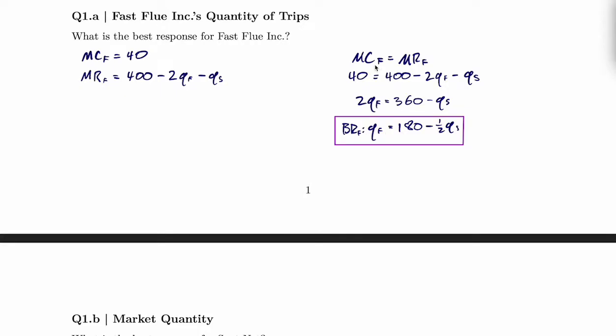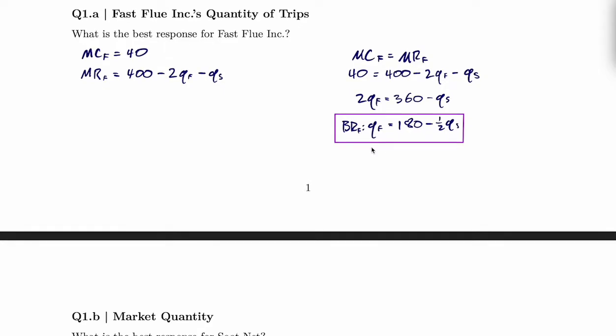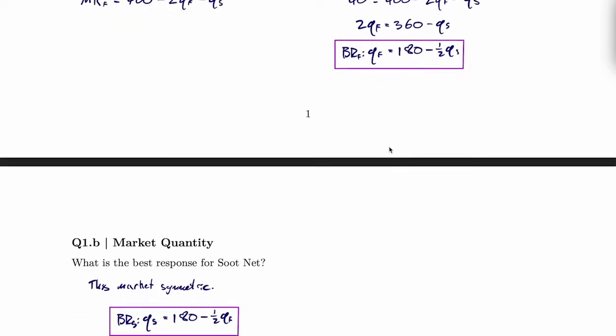So we have the firm's problem for Fast Flu. We're solving for the quantity that Fast Flu should produce if they knew what SootNet was doing. So this is our best response. No matter what SootNet is doing, we know what we should do.